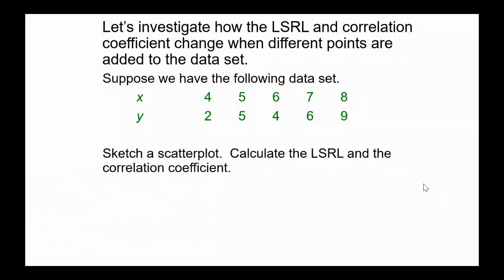Okay, let's investigate real quick. We have about 15 minutes to investigate how the least squares regression line and correlation coefficient change when different points are added to the data set. So let's suppose we have this data set. As quick as y'all can, I want y'all to enter those into L1 and L2 and get us a regression line and correlation.